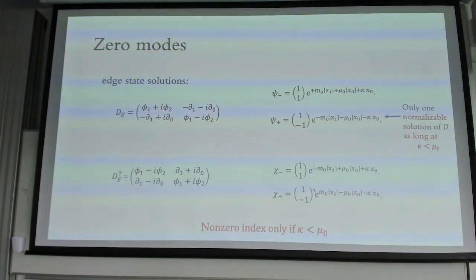So now, if I look at the edge state solutions of this, what you can see is that I have one normalizable solution for the 0 eigenvalue state of the Dirac operator, only when this kappa, this mass scale that I put in, gapping the two flavors, is smaller than the background scale that I put in. Okay. So this is non-zero only if kappa is smaller than mu 0.